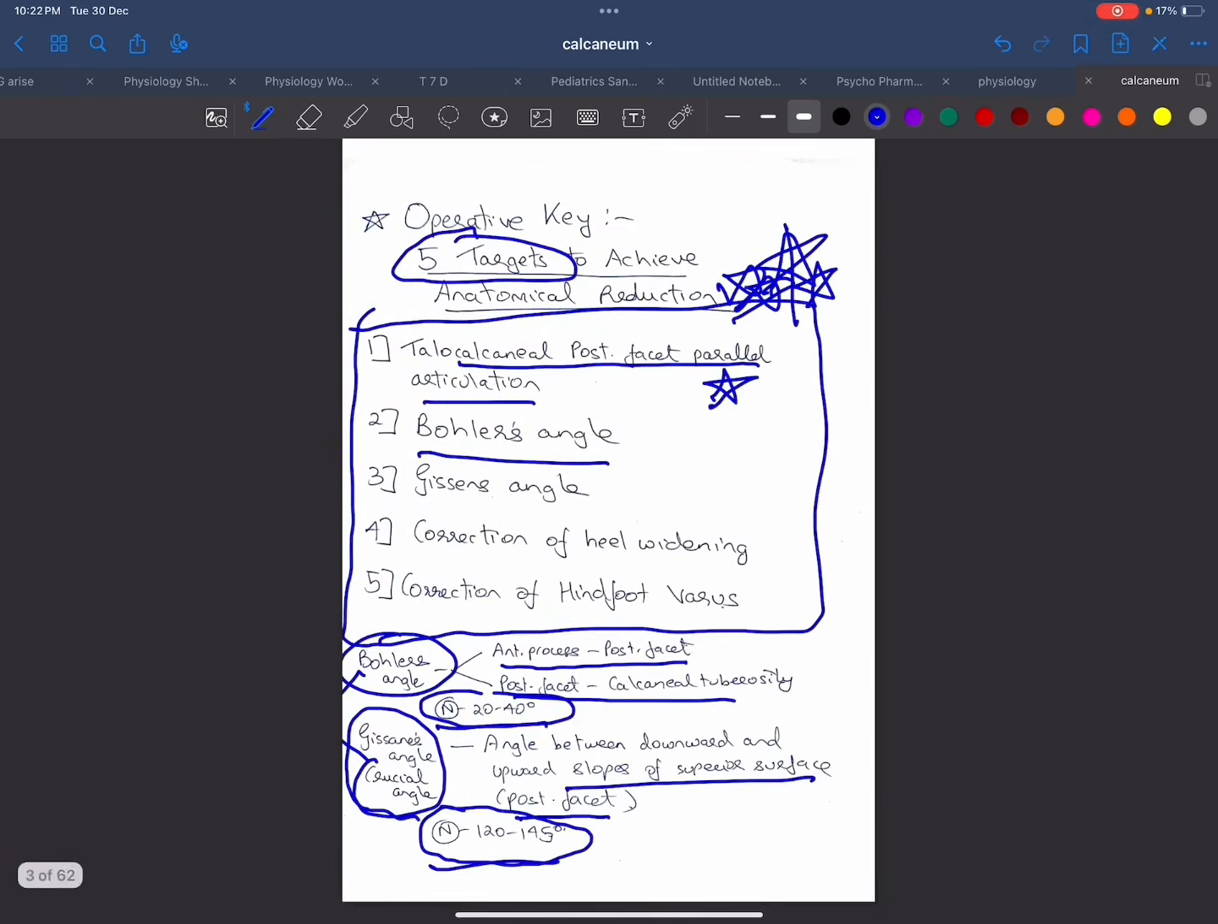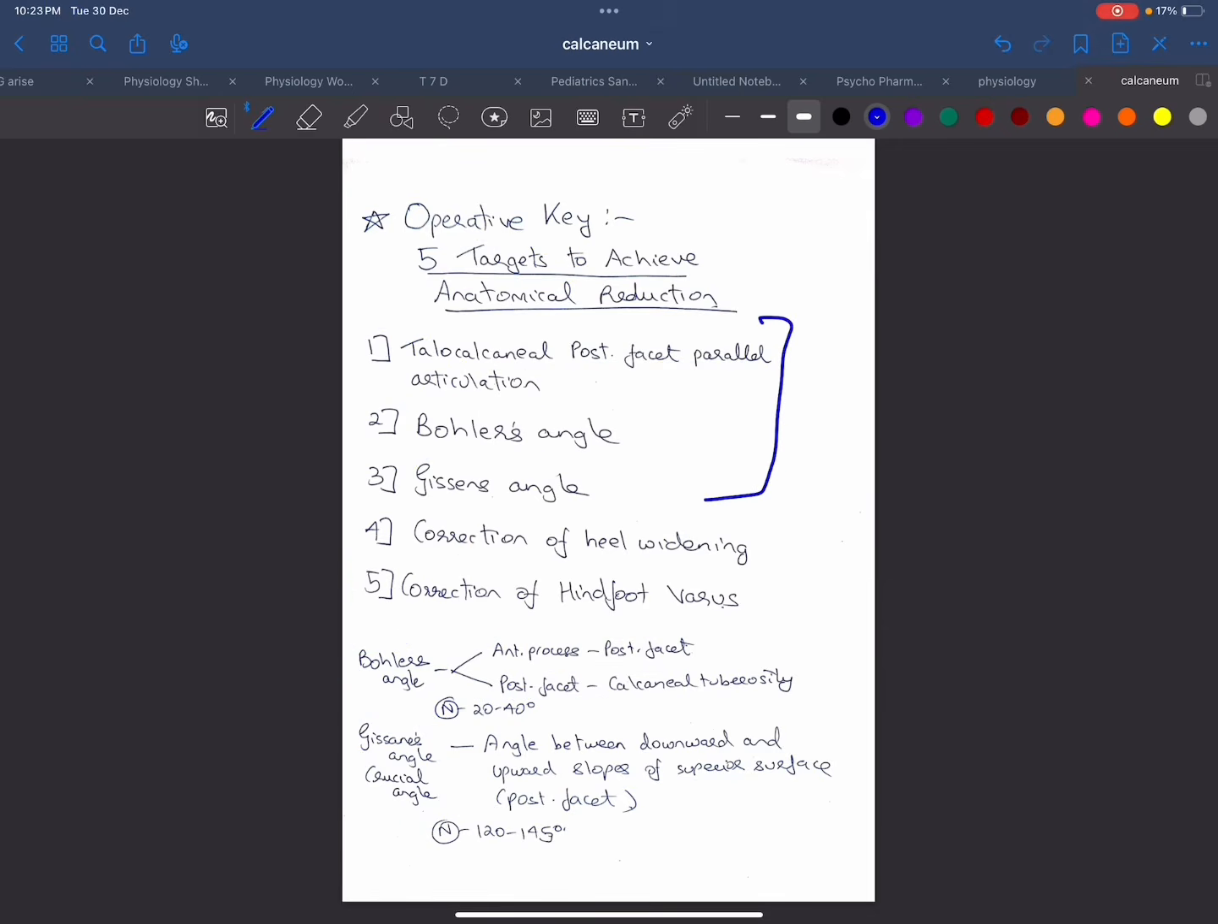So what you need to remember is restoration of the talocalcaneal anatomical articulation. Bohler's angle should be restored and Gissane's angle should be restored. Now, these are the factors you see in the lateral radiograph. The first three you see in the lateral radiograph. The second two you see in the Broden's view, or the axial view of the calcaneum.